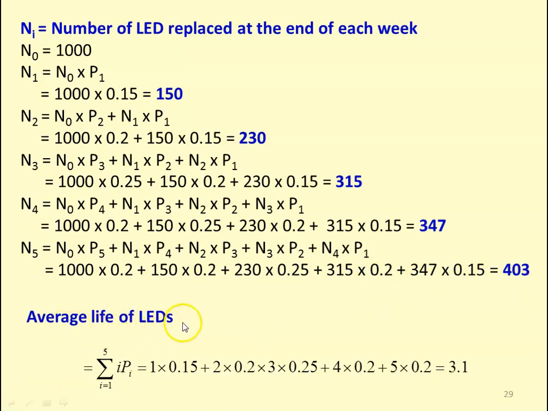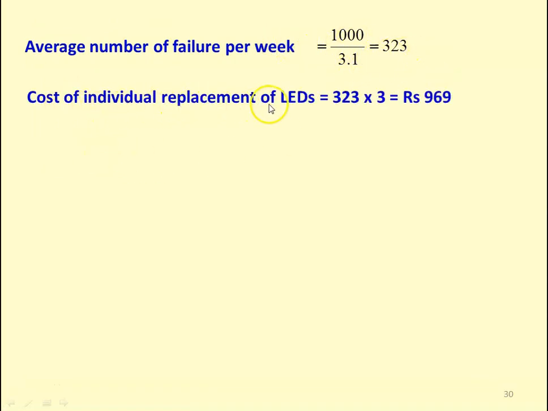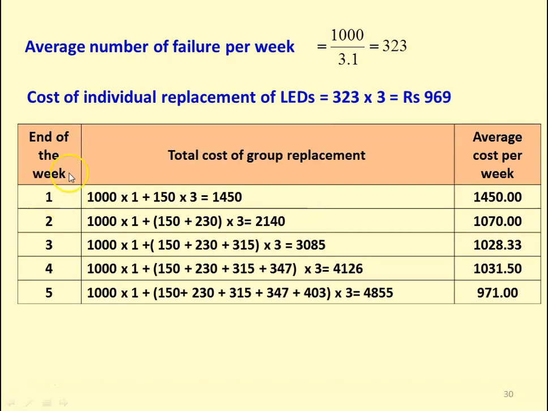The average life of LEDs. So we calculate sigma i equal to 1 to 5, i into Pi: 1 into 0.15 plus 2 into 0.2 plus 3 into 0.25 plus 4 into 0.2 plus 5 into 0.2 equal to 3.1. The average number of failures per week equal to 1000 divided by 3.1 equal to 323. The cost of individual replacement of LED is 323 into rupees 3 equal to rupees 969. Now we calculate for the group replacement, at the end of the week.